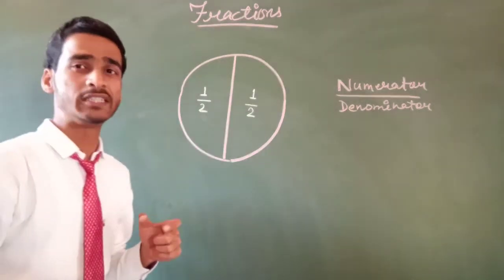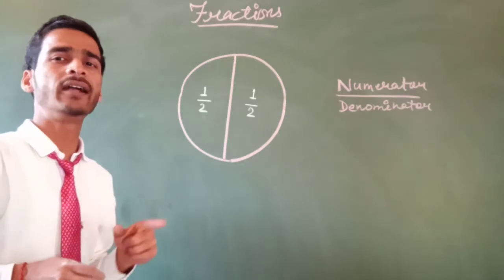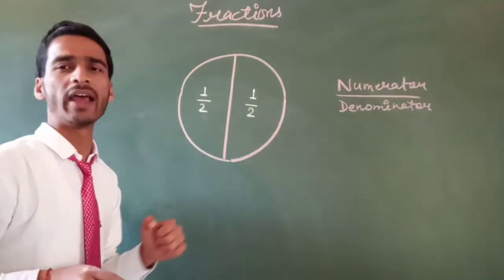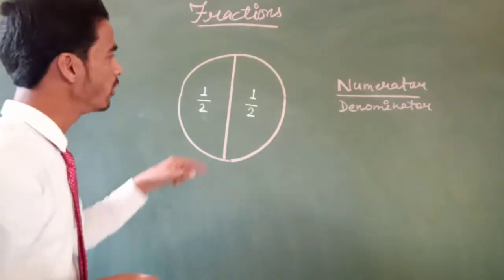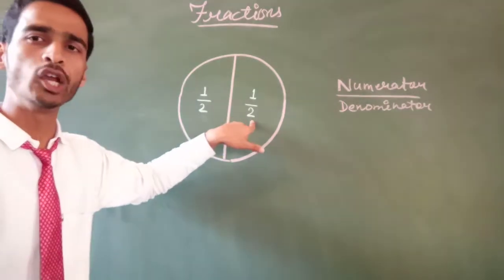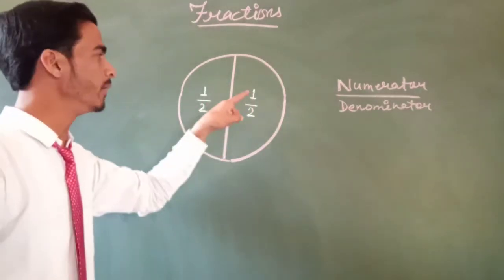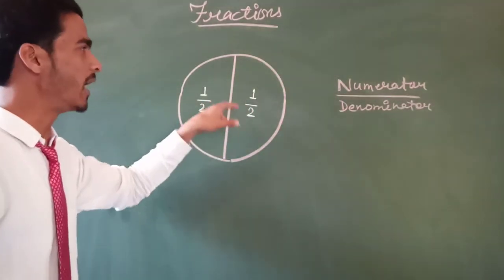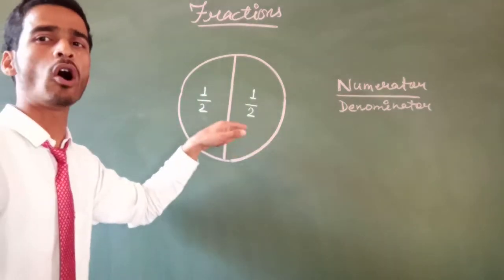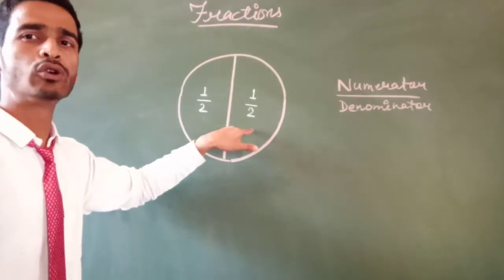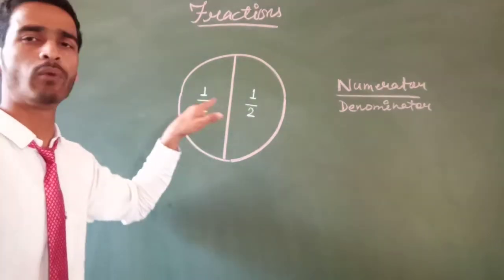I have said that when a whole is divided into some equal parts, each part is called a fraction. The denominator shows how many equal parts there are, and the numerator shows what the fraction is for this part, the ratio of this part. So that is 1 by 2, and this one is also 1 by 2.